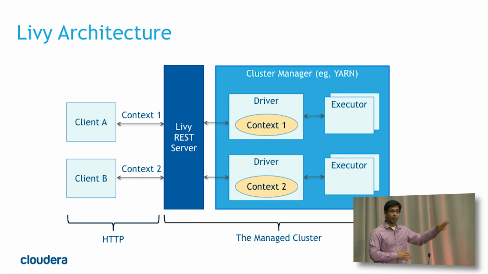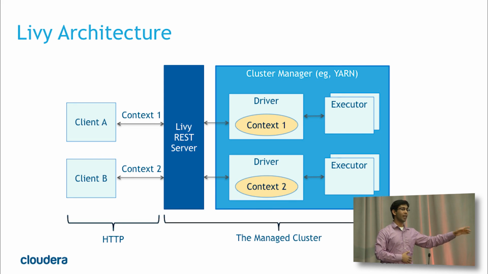Each context can be configured differently. Each context can have a different number of executors, different parameters, and so on. They're completely independent, and you can have multiple clients that can talk through Livy to the same context or different contexts. The clients can submit jobs, get back results, and so on and so forth. So that, at a high level, is the architecture of Livy.